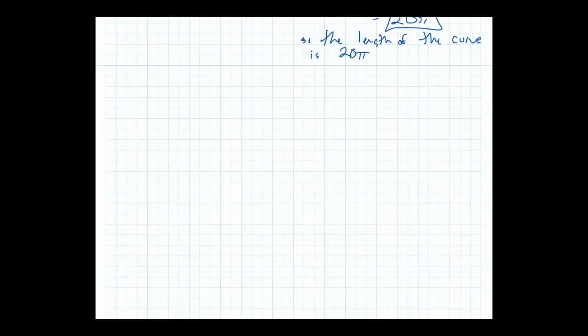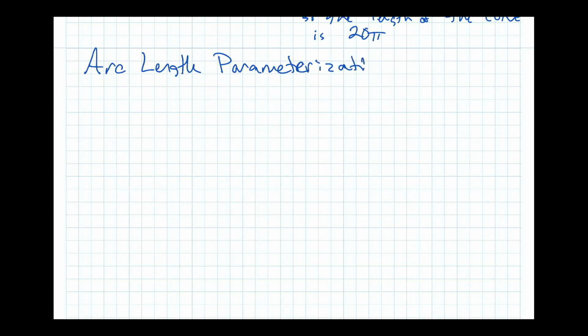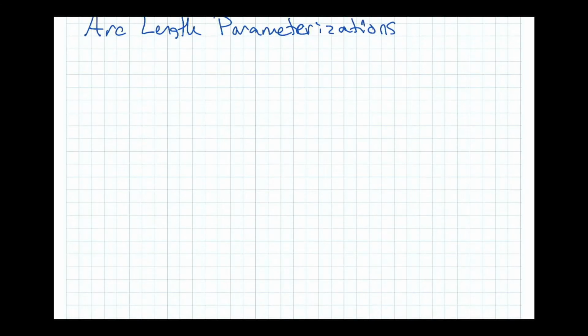Consider, so this is going to be arc length parameterizations, which takes us a little bit to get to. Okay, so where do we start there?